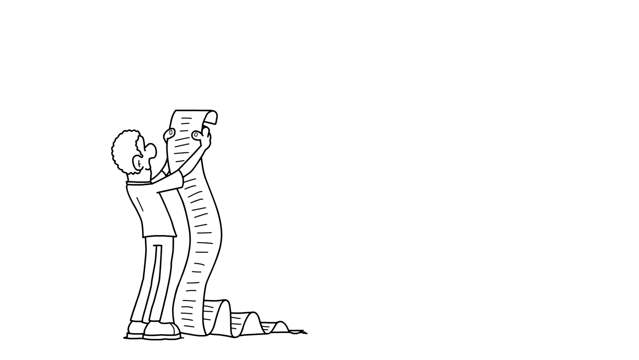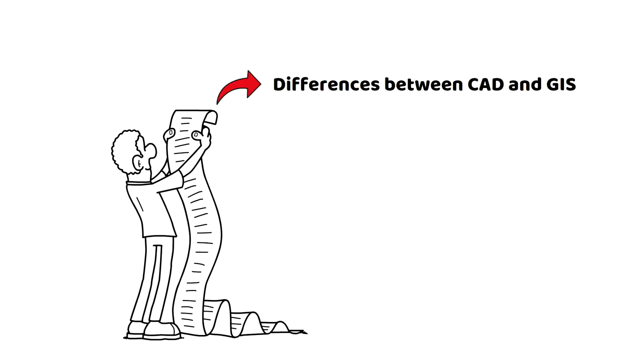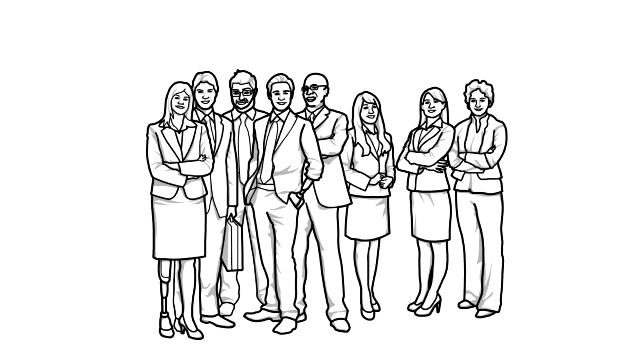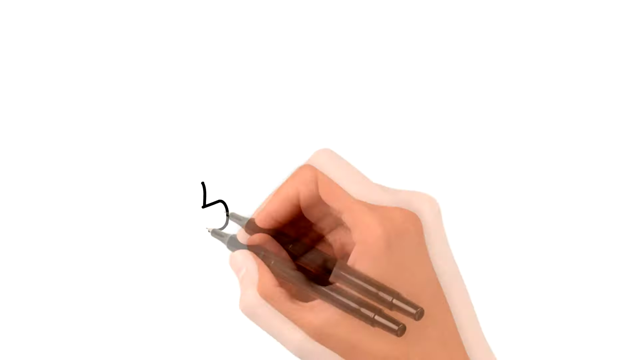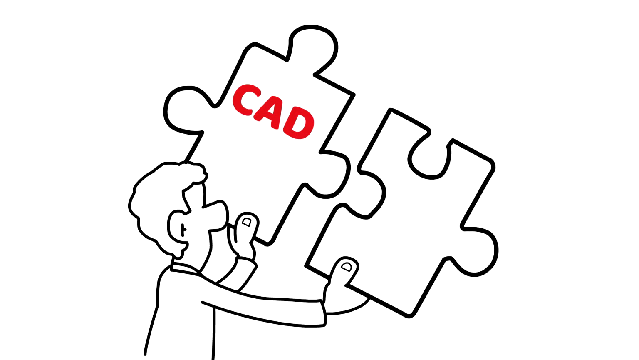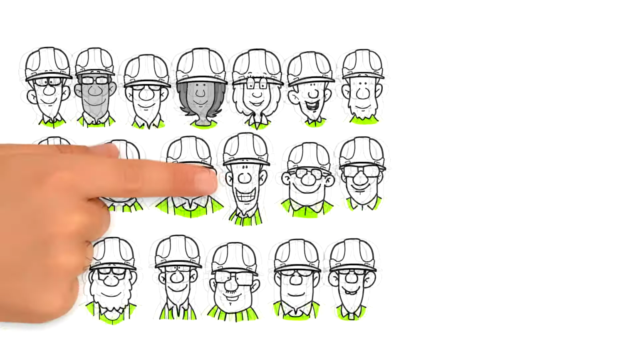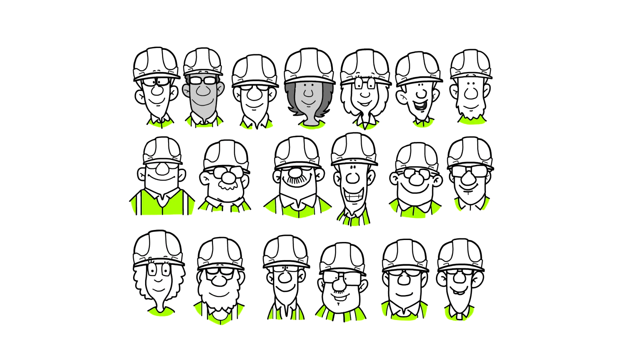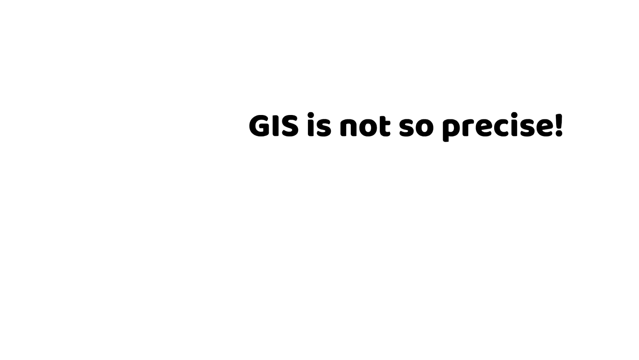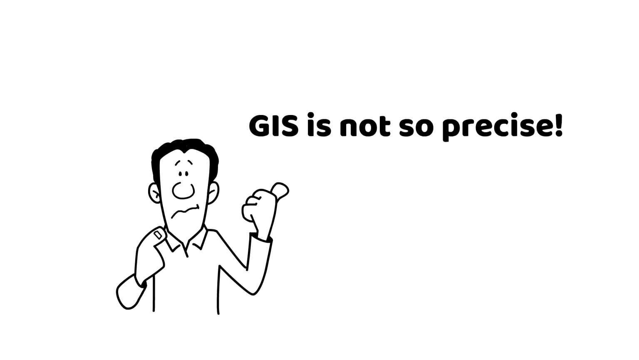Most people think GIS and CAD are in many ways different, like oil and water. But is this true? Computer-aided drafting and geographic information systems do have many things in common. Till recently, CAD people saw their work as engineering-based and accurate, and GIS as neither precise nor accurate.